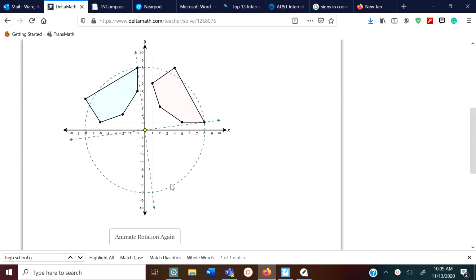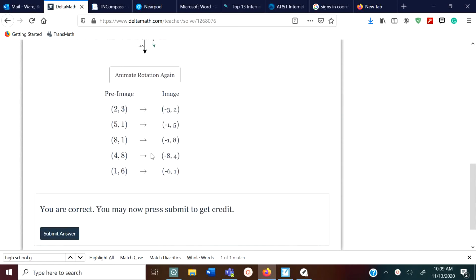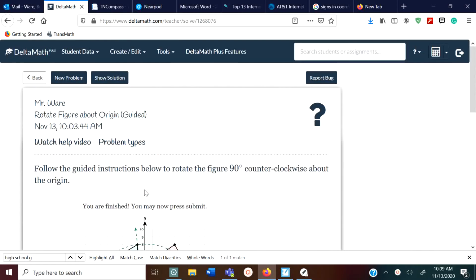So just to recap, once you set it up, you do the rotation, you come down here and you check to see, okay, is it a 180 or is it a 90-270? If it's a 180, keep it the same. If it's a 90-270, swap. And then put the signs where they go. Let's do a couple more. New problem.